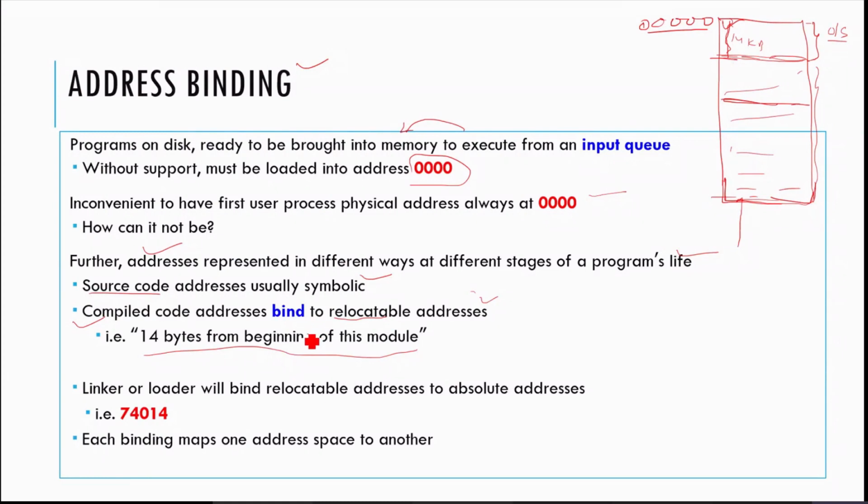So in this way, compiled code addresses bind to relocatable addresses, meaning later on, suppose I have the address starting from 500, and the range is 500 to 600, this much range is there for our program.